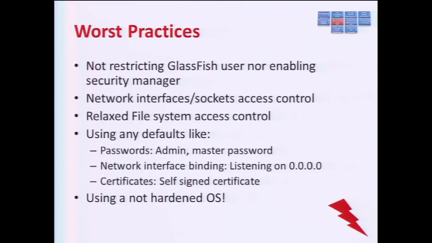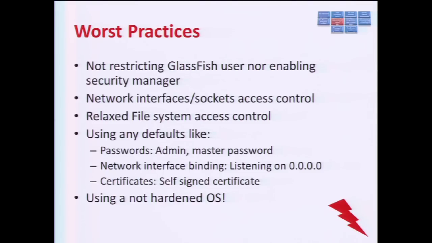Network interfaces and socket access control is something really interesting to take a look at. Basically, I'm talking about GlassFish again, but it can be extended to other application servers and other services that you may install. They usually listen on 0.0.0.0, which means that all interfaces that are available to this particular system are going to be bound to the socket that GlassFish or your service is going to listen to. So if your machine has 4 interfaces and you're running GlassFish on that, GlassFish is going to be bound to all of those 4 interfaces.